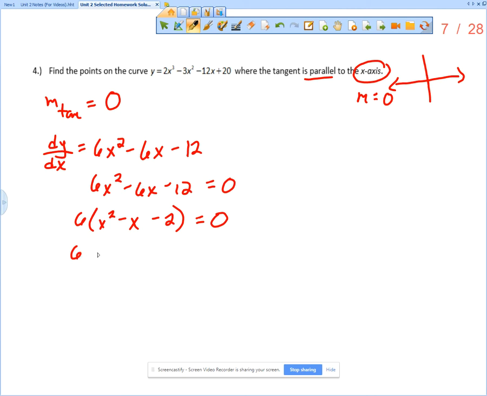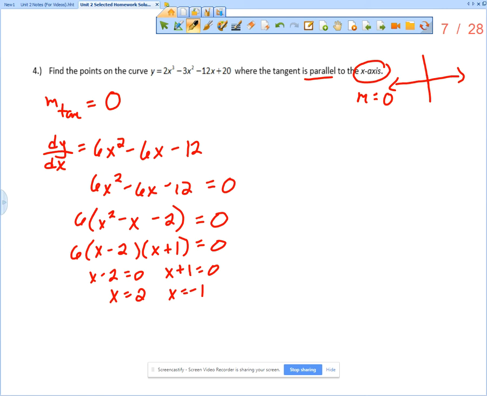And so the 6 stays over there, and I'm going to factor this if possible. All right, so x squared minus x minus 2 is x minus 2 times x plus 1, right? Because negative 2 times x is negative 2x plus 1x gives us the negative 1x in the middle. All right, and so now I can divide everything by 6, and I have x minus 2 equals 0 or x plus 1 equals 0. So what does that mean? x equals 2 or x equals negative 1.